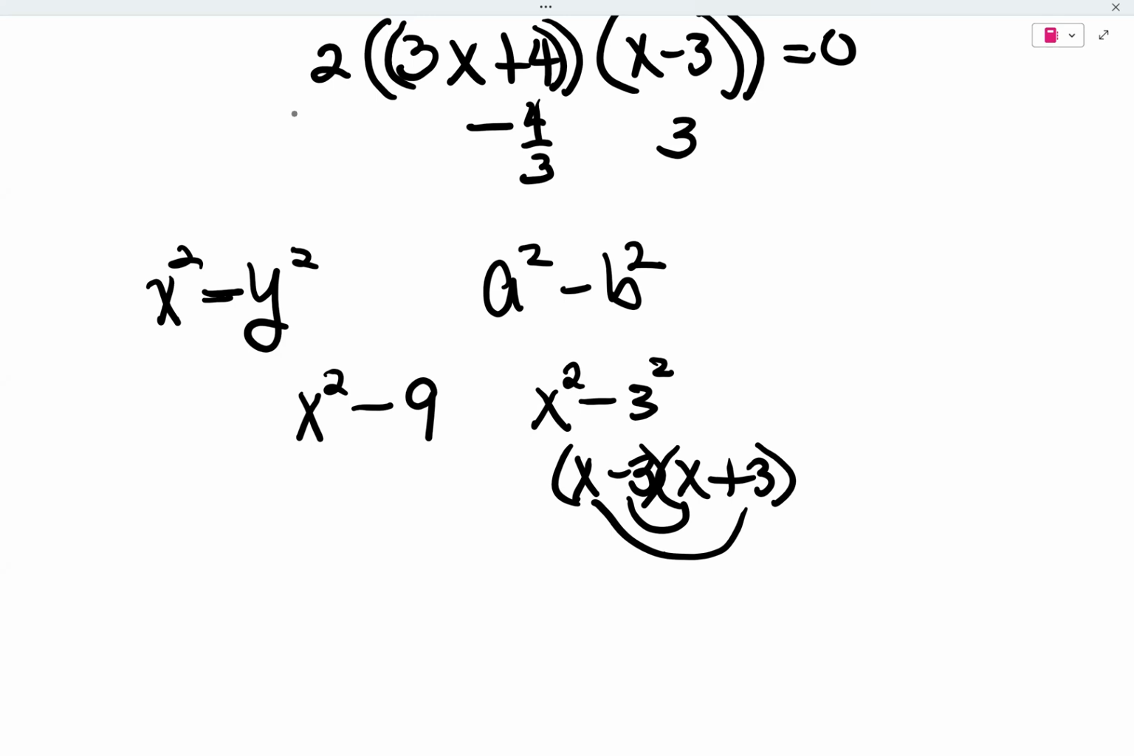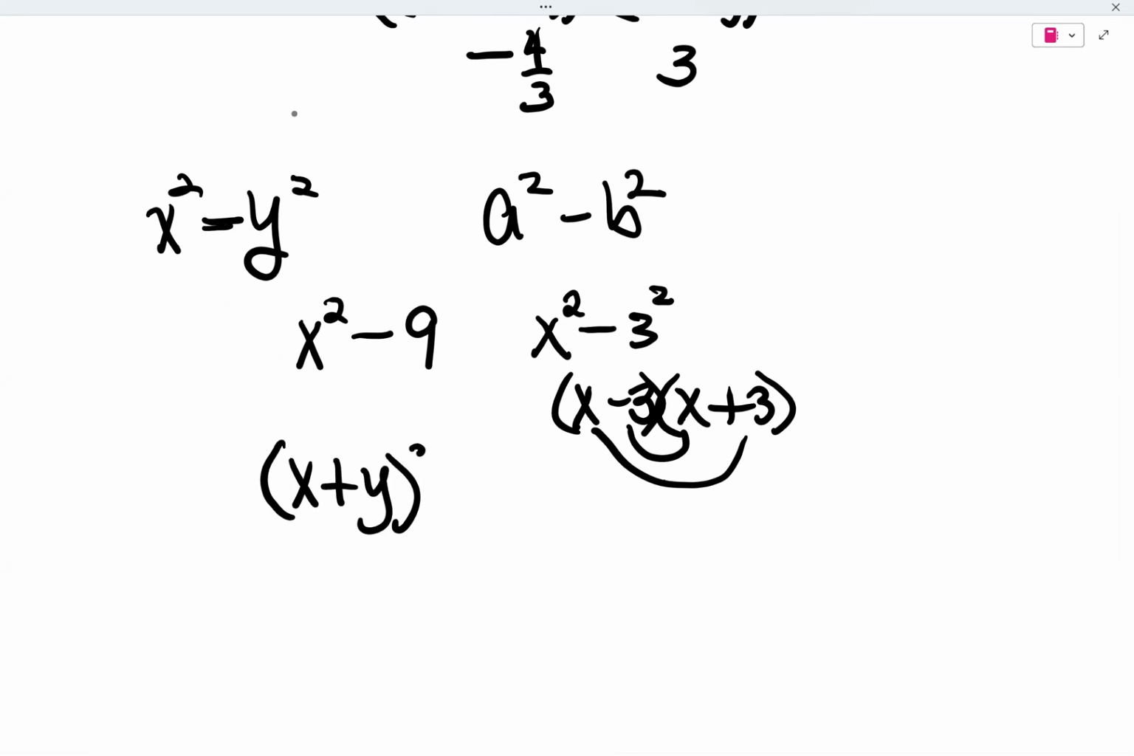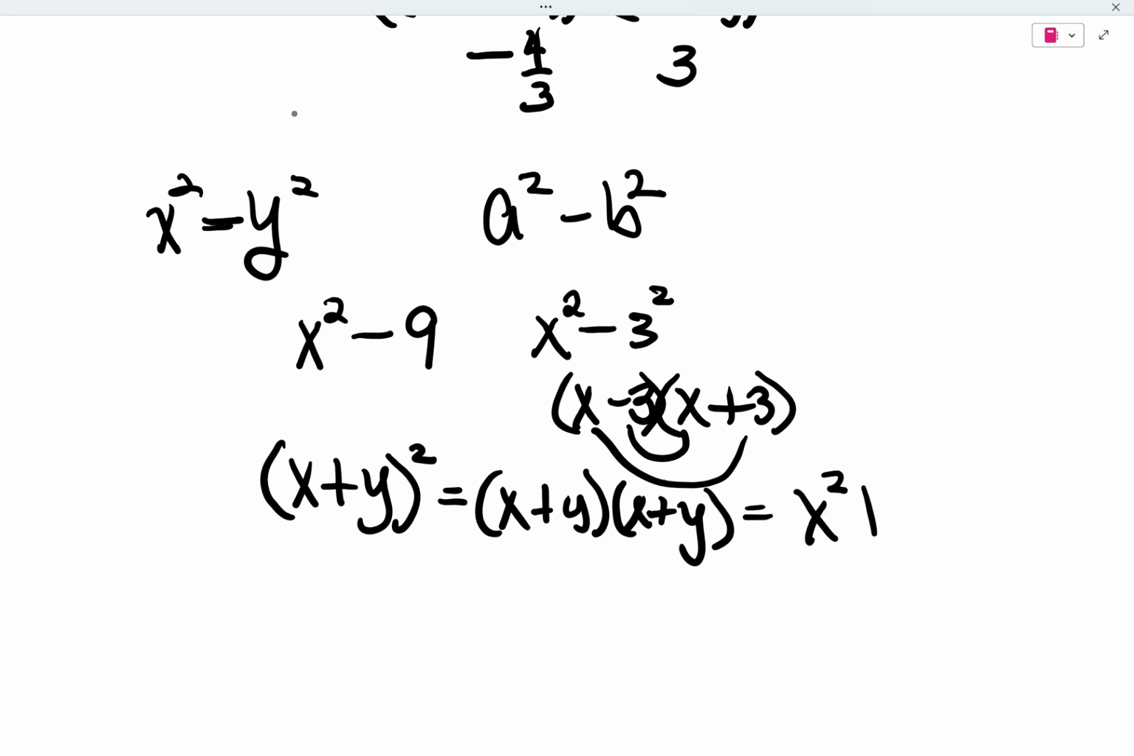So that is called the difference of two squares. A perfect square, you probably have seen this where you have x plus y squared, which really means x plus y times x plus y. And as a value, this is always going to be x squared plus 2xy plus y squared. Again, I'm just recapping this for you. This is called the perfect square.